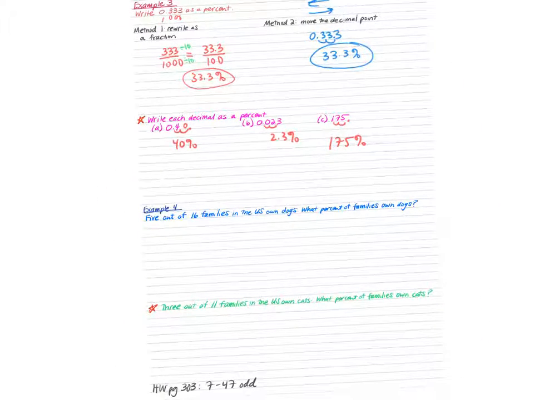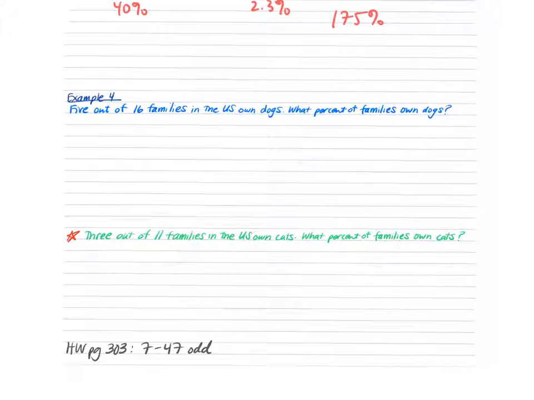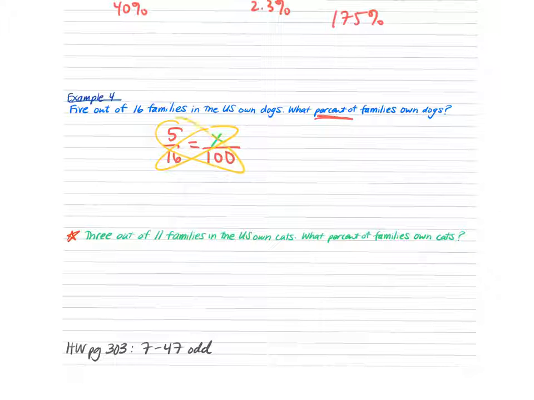Okay, and then our last example is a word problem. 5 out of 16 families in the U.S. own dogs. What percent of families own dogs? Well, let's write that. 5 out of 16 families own dogs. What percent of families own dogs? Okay, so we need to figure out what this is over 100, because the percent is going to be a ratio that compares it to 100. So let's make that x. We want to solve for x here. We can do our cross multiplying. 16x equals 500.